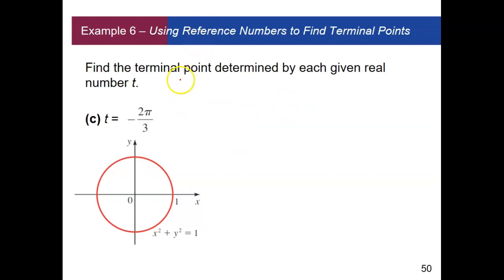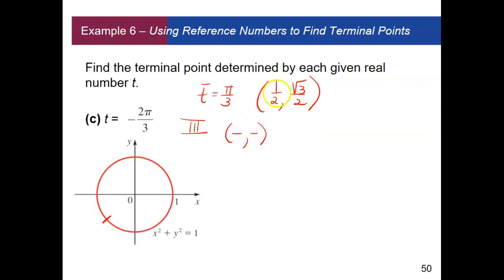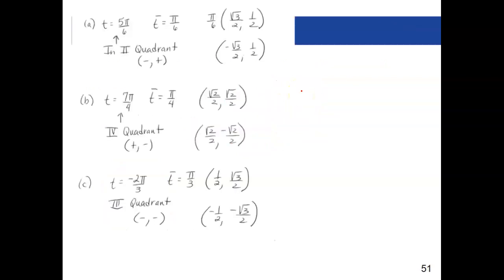And then finally here, negative 2 pi over 3, our reference number is pi over 3. So our coordinates are going to be 1/2, square root of 3 over 2. And if we go negative 2 pi over 3, that takes us over here into the third quadrant. We know that in the third quadrant, both coordinates are negative. So we're going to have negative, negative for our answer.